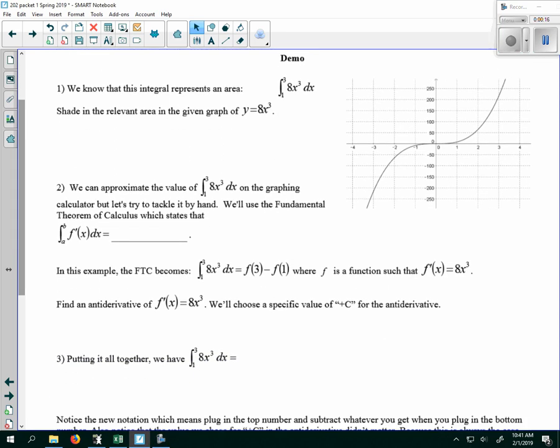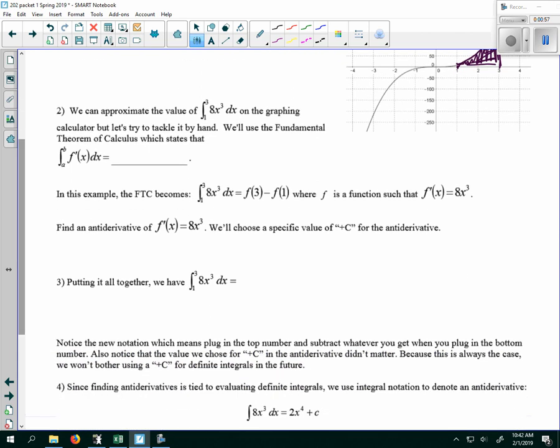So we know that this integral represents an area, the integral from 1 to 3 of 8x cubed dx. So I'm going to shade the relevant area in this picture of y equals 8x cubed. So the bounds are 1 to 3. So here's 1 and 3, and I'm looking for the area underneath this curve. We can approximate that value on a graphing calculator, but let's try to do it by hand using the fundamental theorem of calculus.